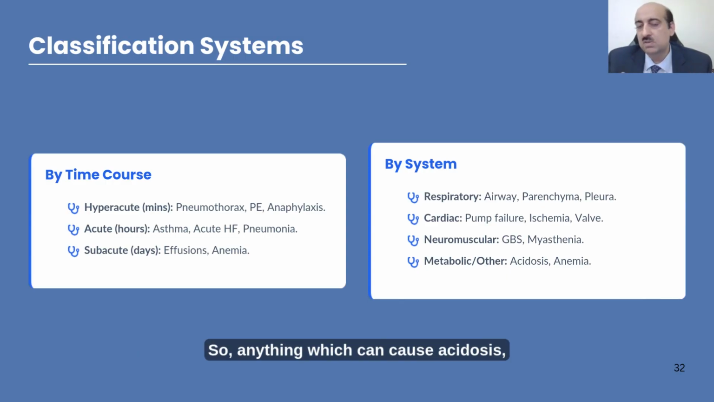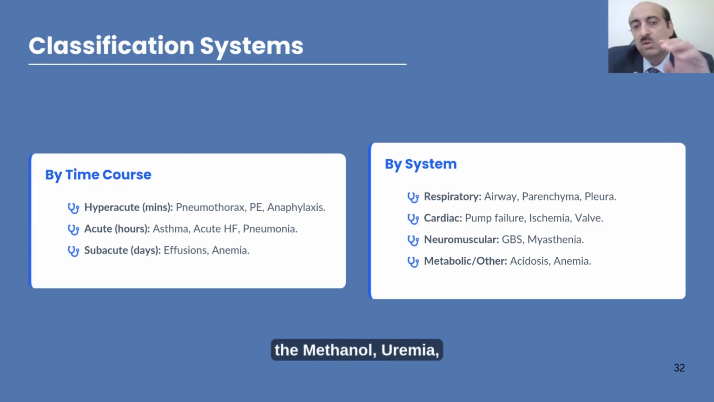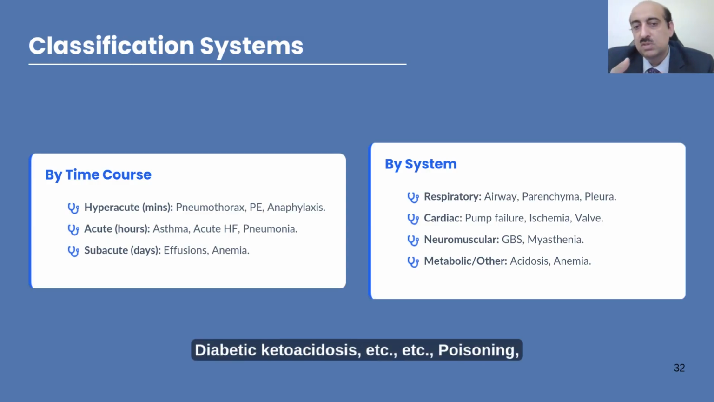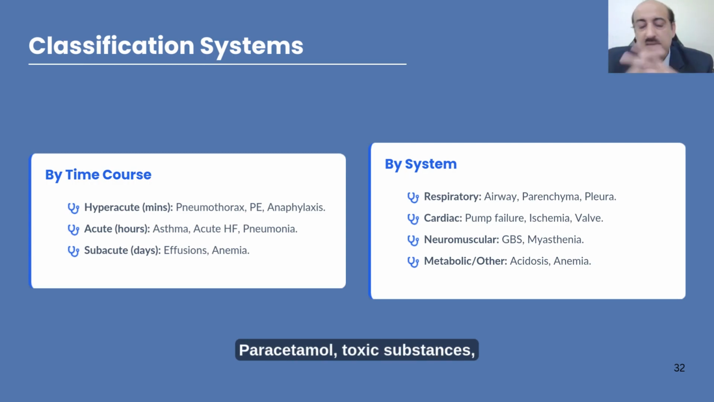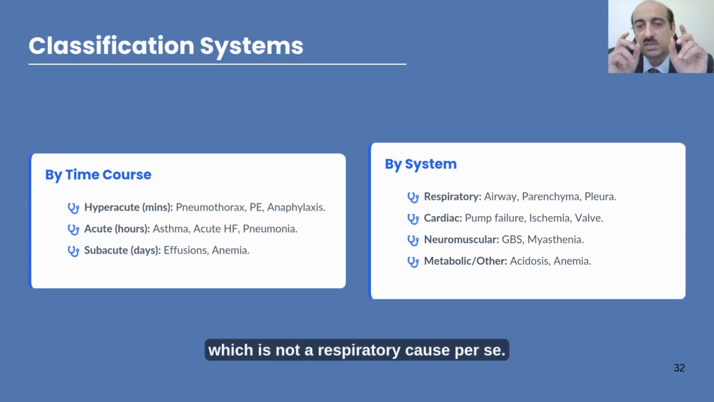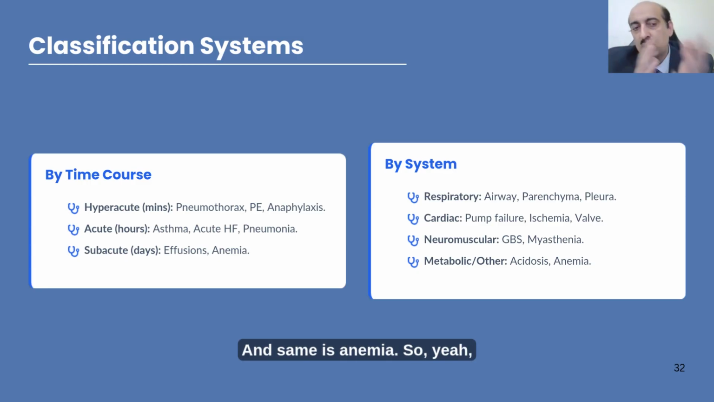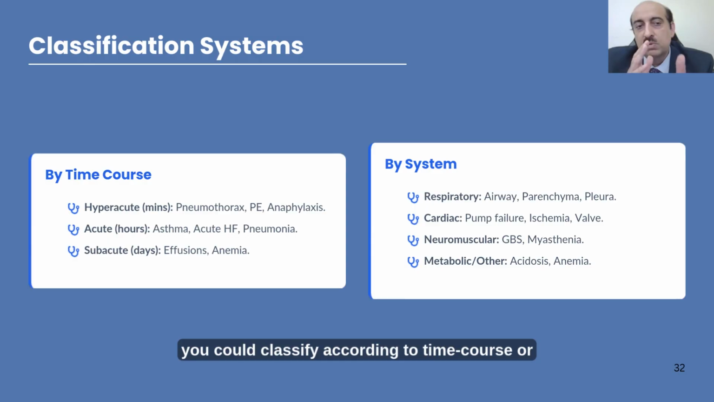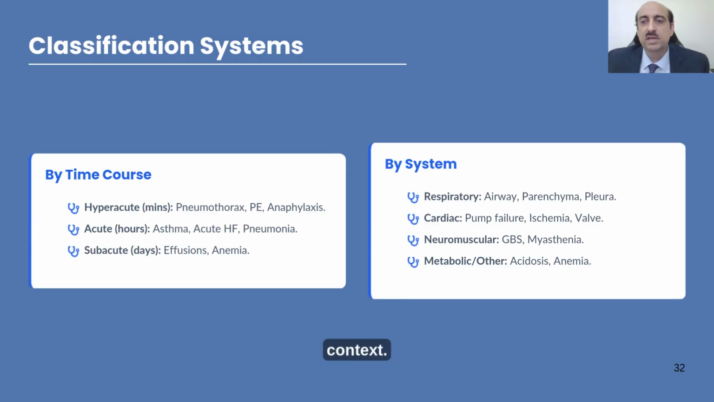So anything which can cause acidosis, whether it's sepsis, metabolic causes, renal failure, all those, the MUDPILES mnemonic: methanol, uremia, diabetic ketoacidosis, etc., poisoning, paracetamol, toxic substances, all of those causes of acidosis can lead to shortness of breath, which is not a respiratory cause per se. And same as anemia. So yeah, you could classify according to time course or by system, and I think both will be helpful in clinical context.